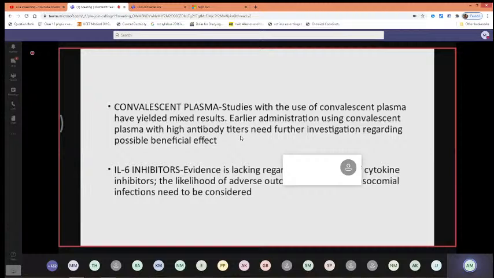Coming to IL-6 inhibitors, there is a lot of hue and cry once again because each injection of tocilizumab costs about 40,000 rupees. It places a lot of cost burden on the patient. But having said that, we do use tocilizumab to prevent the inflammatory response. But does it have any positive impact? It's very difficult to say because evidence is lacking and it is not shown to be of any benefit.